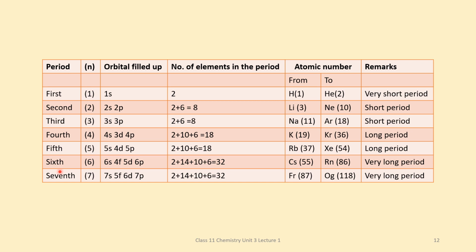The period number corresponding to the highest principal quantum number n, that is the value of n, is also shown in column number 2, that is 1, 2, 3, 4, 5, 6 and 7, and the corresponding orbital filled up is given in column number 3. The number of elements in the period, that is 2, 8, 8, 18, 18 and 32, are given in column number 4.